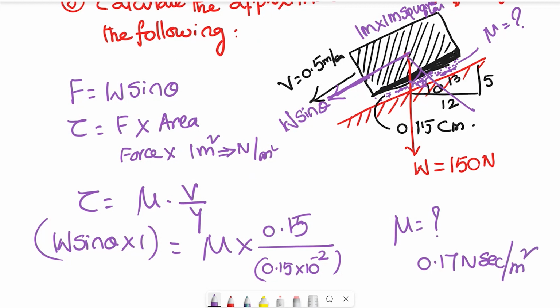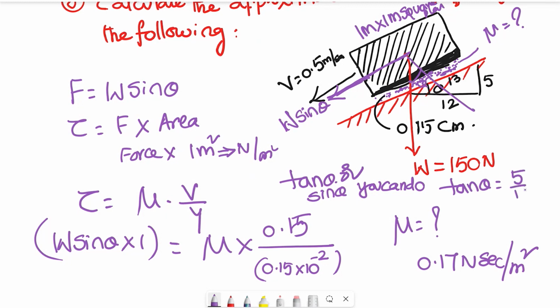And how to get the theta value: you can calculate using tan theta or sin theta. If you take it here, tan theta is equal to 5 by 12. Or if you want sin theta, it is opposite side by hypotenuse, 5 by 13. So then accordingly you work out the problem.